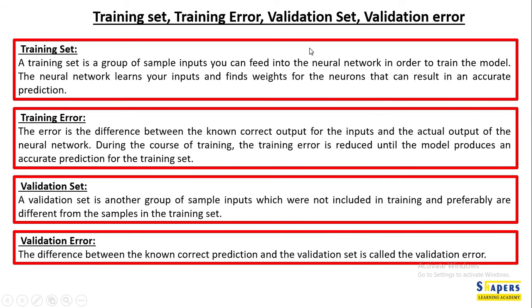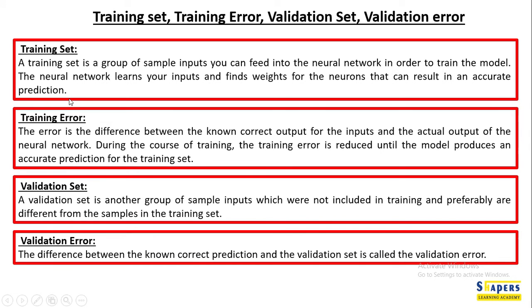These are some of the interesting terms we are supposed to learn in a deep learning course. What is a training set? A training set is a set of inputs. A training set is a group of sample inputs you can feed into the neural network in order to train the model. The neural network learns from your inputs and finds weights for the neurons that can result in an accurate prediction.